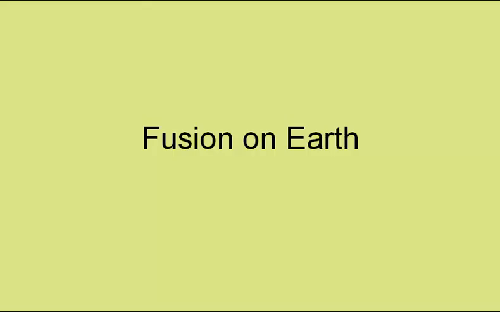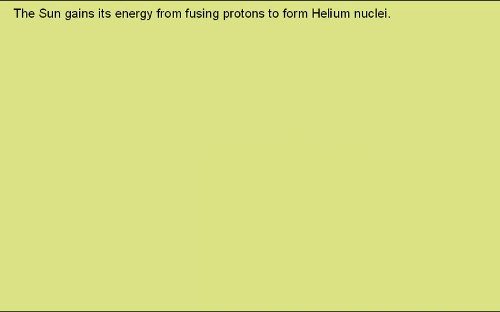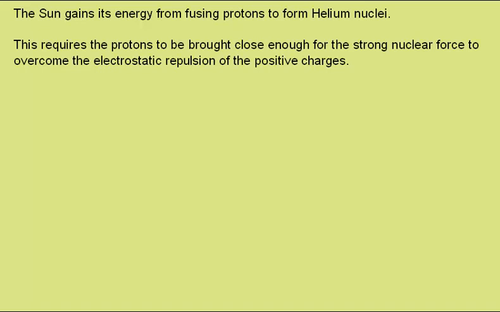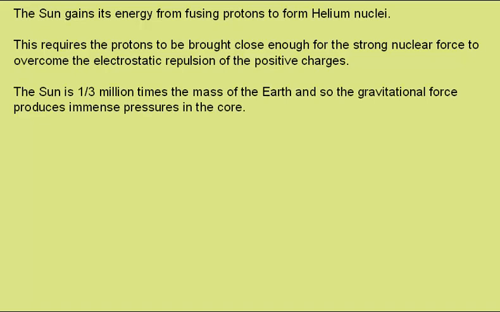Fusion on Earth. The Sun gains its energy from fusing protons to form helium nuclei. This requires the protons to be brought close enough together for the strong nuclear force to overcome the electrostatic repulsion of the positive charges. The Sun is 1/3 of a million times the mass of the Earth, and so the gravitational force produces immense pressures in the core.